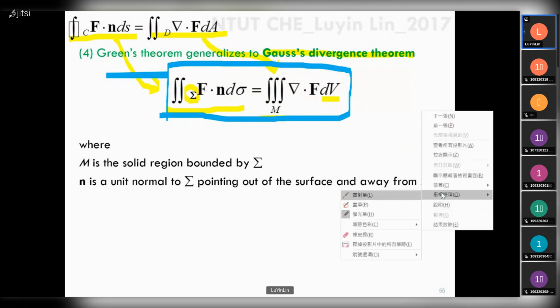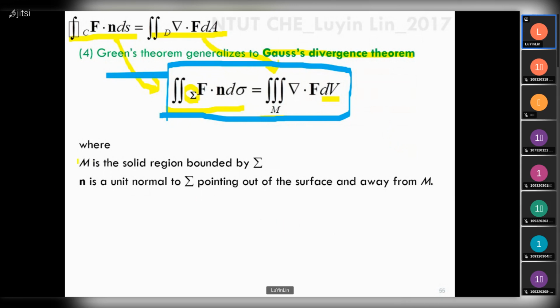And there are some explanations here. M is the solid region bounded by sigma. Okay, M. Like I mentioned, if we are talking about a cube, it is bounded by 6 surfaces, right? So M is the solid region bounded by sigma. Sigma is like the six planes, and M is like the cube.